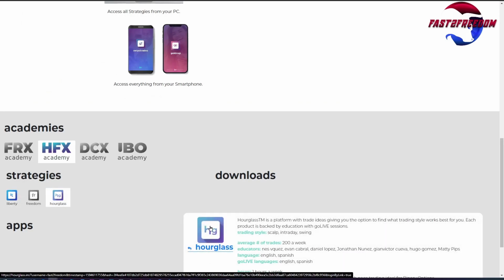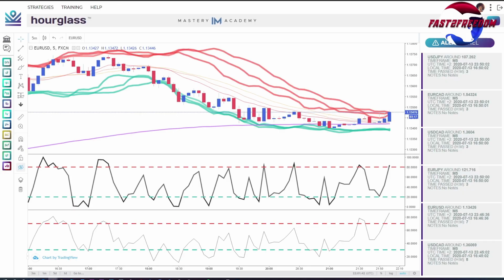So we're going to double click Hourglass, and it's going to look like this. If you don't see this chart exactly looking like this, then go to the top left-hand corner. You're going to see Blue Gator, and then you're going to see CashTrap. Click on CashTrap. Once you click on CashTrap, this will appear.